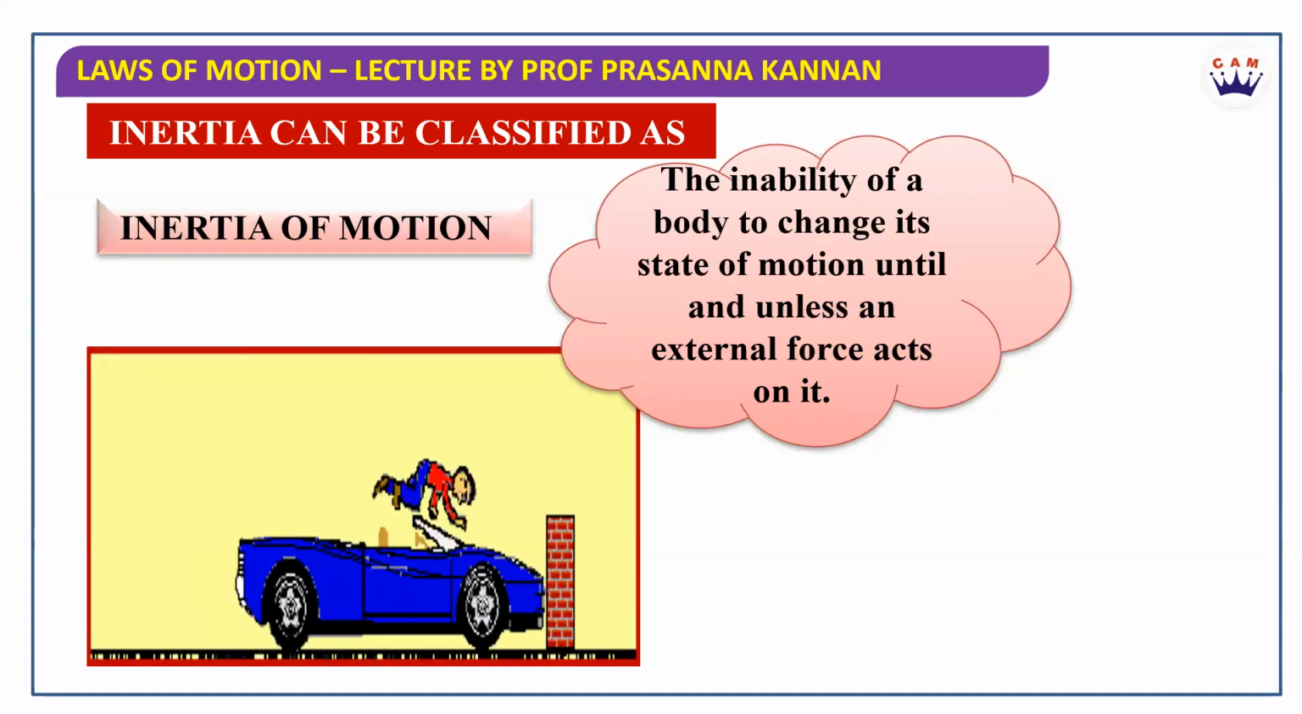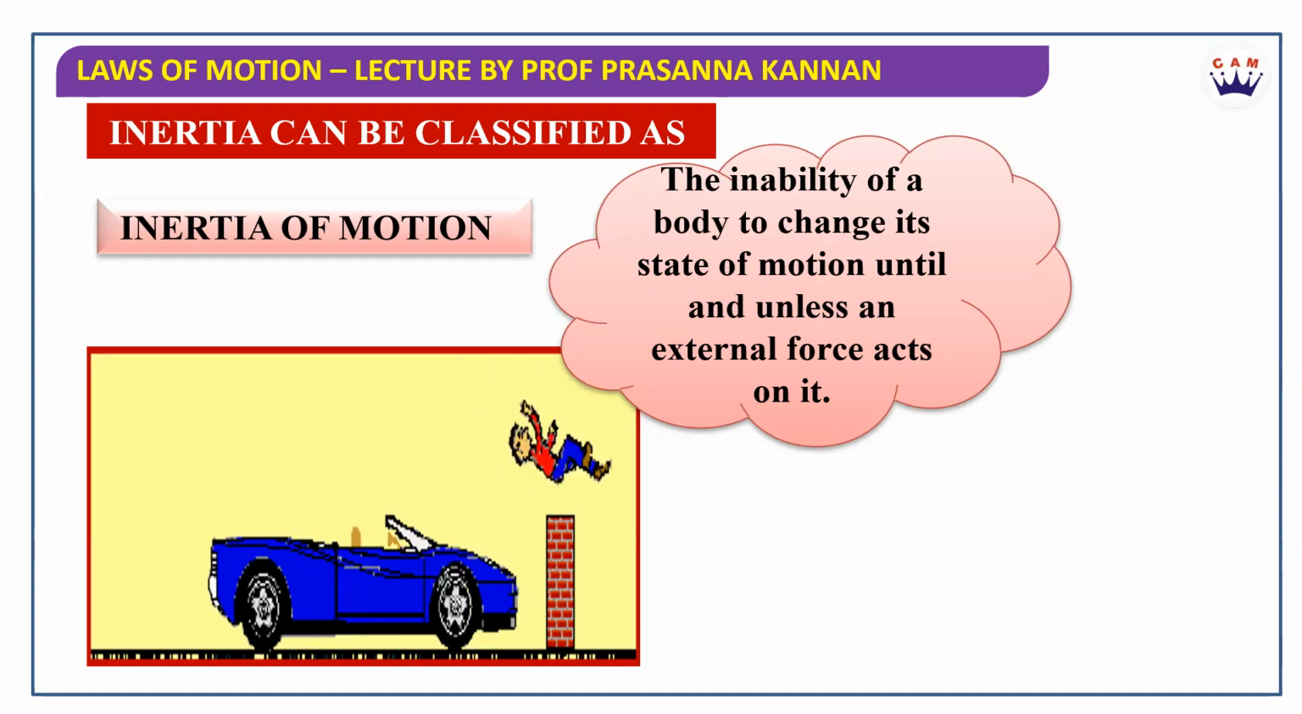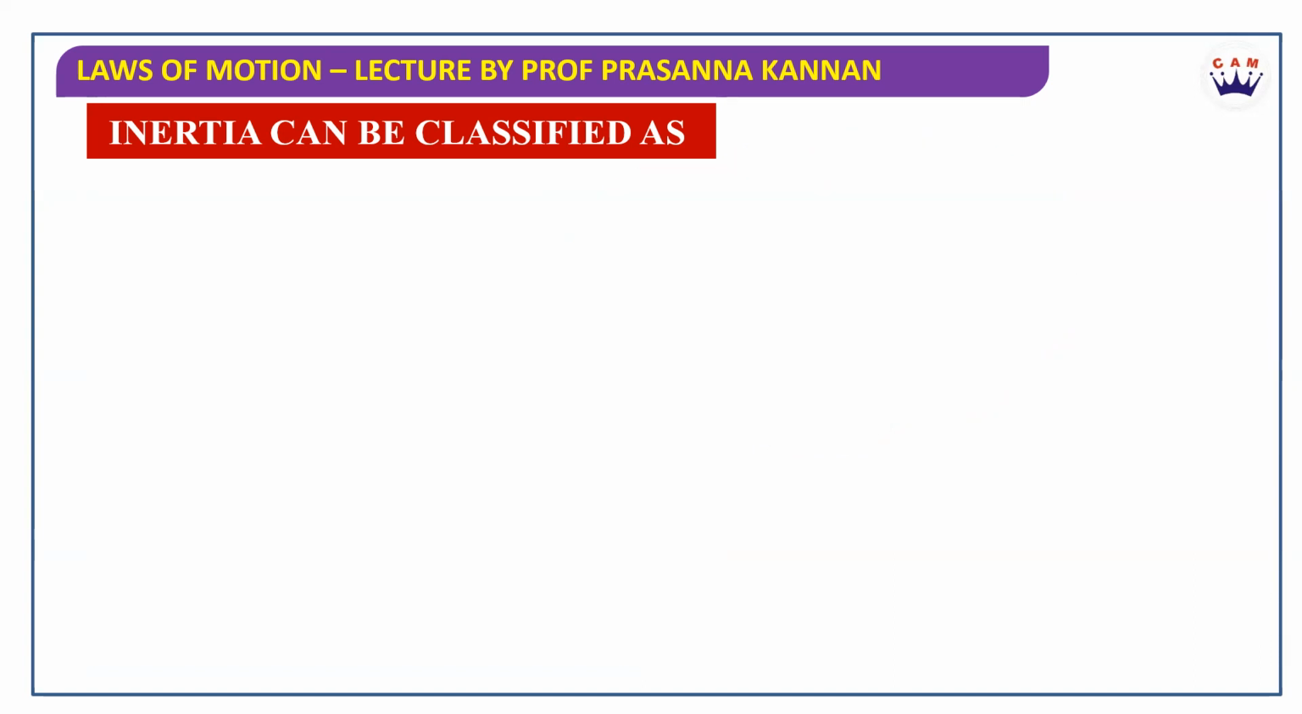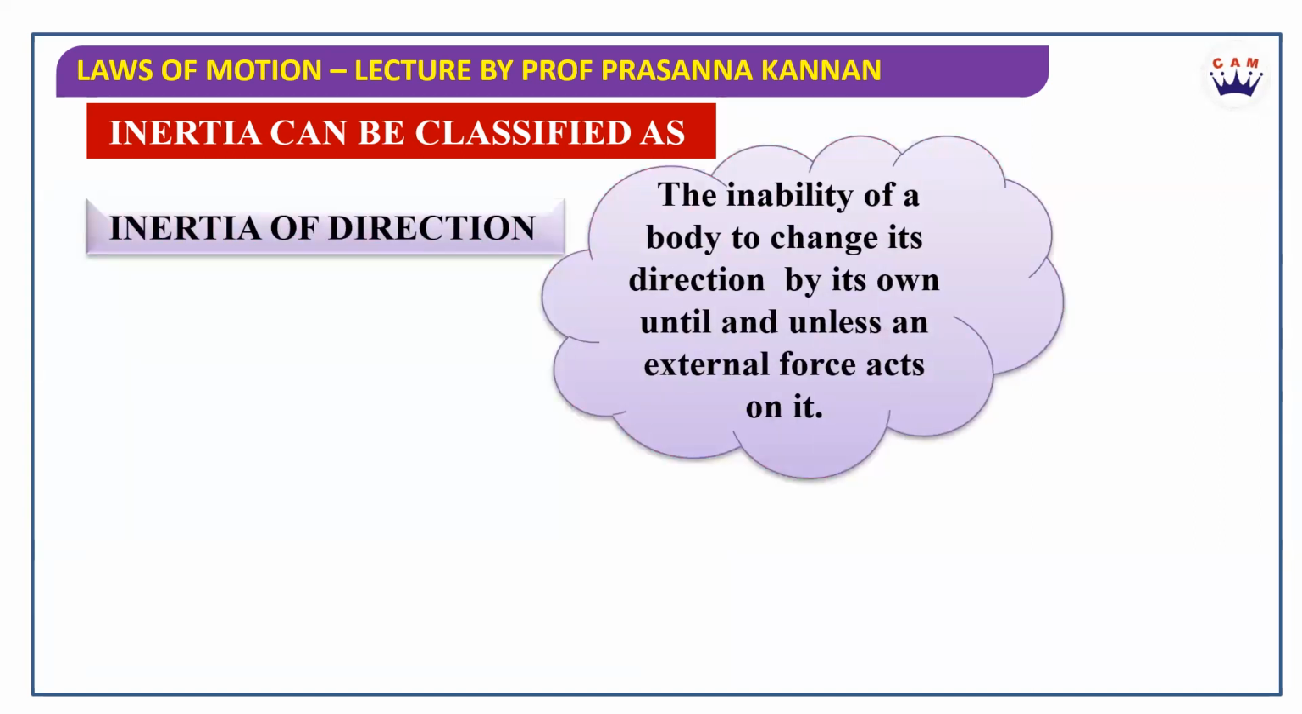What happened in this case, guys? He was not able to change because of inertia of motion. The car stopped. He also had to be there intact, right? But what happened? Because of his inertia, he jumps, correct or not? So when we understand this, then we make the designs, right? So you wear a seat belt that will compensate for it. Inertia of direction is the inability of a body to change its direction on its own until and unless an external force acts on it. Indirectly, this is also inertia of motion, because when it changes direction, can I say, Prasanna?